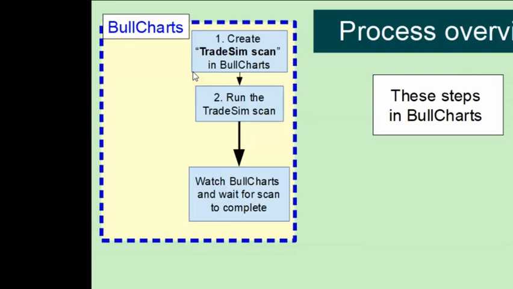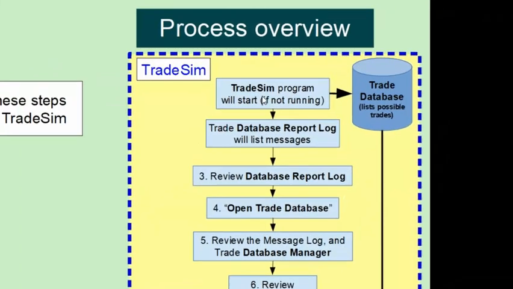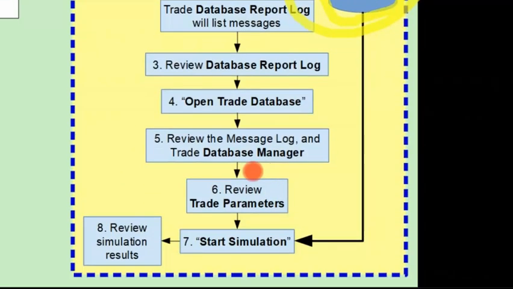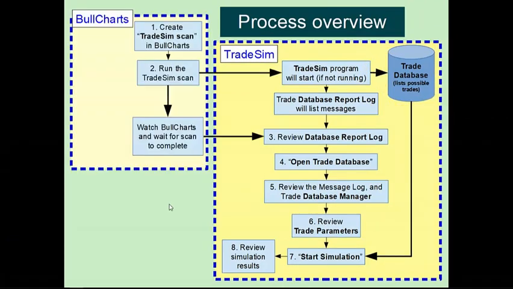In BullCharts, as I mentioned, we create a TradeSim scan, run the scan, and then wait for that scan to complete. Now, during that process, TradeSim is doing things separately. It's creating a trade database and a log file, and the trade database itself will be opened up so that we can have a look at it. And towards the bottom of the list, we review trade parameters and start a simulation. So in diagrammatic terms, that's an attempt to explain those steps and how they all fit together.